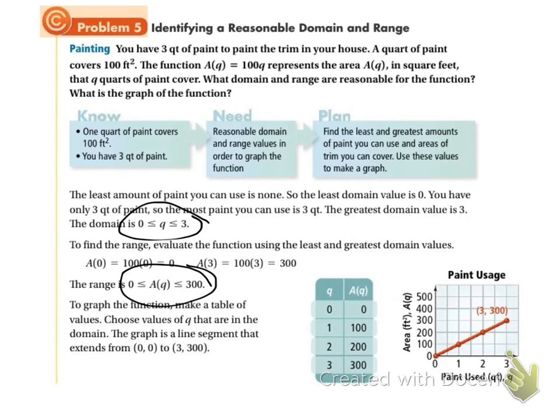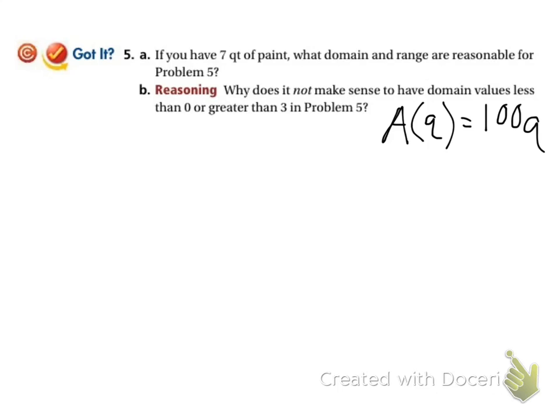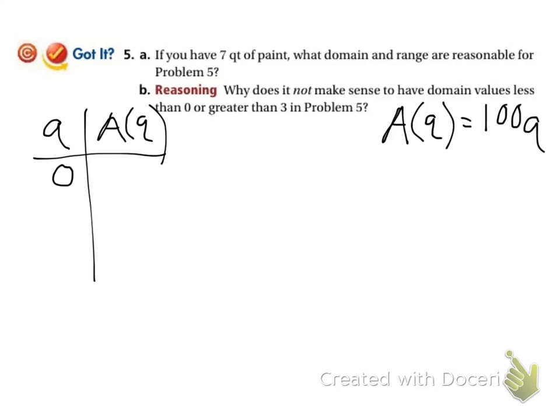That would make sense. So our got it problem here says you have 7 quarts of paint. What domain and range are reasonable for this problem? And I copied over my equation here. So it's possible that I would use none of it. None of the paint, right? I could use 0 quarts. So let me make a little table here. Those are Q's. If I plug in 0, if I use 0 quarts, 0 times 100 is just 0. Right? You wouldn't cover any square feet.